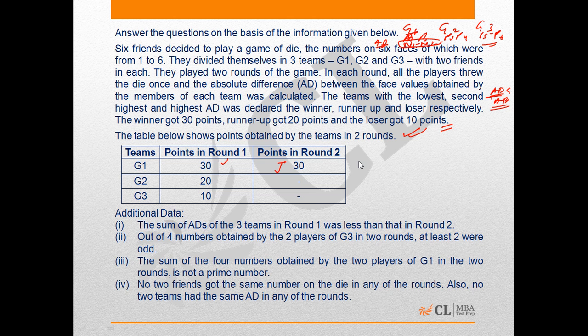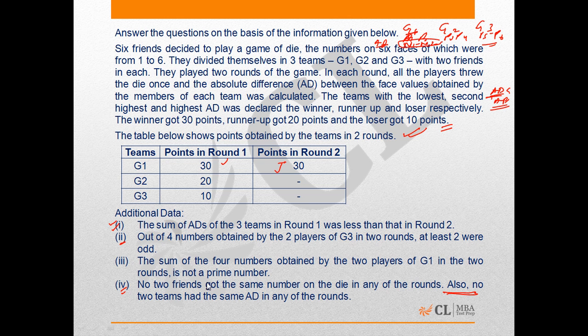In the first statement it is given that the sum of ADs of three teams in round 1 was less than that in round 2. Second thing, out of the four numbers obtained by the two players of G2 in two rounds, at least two were odd. And the third statement is the sum of the four numbers obtained by the two players of G1 in the two rounds is not a prime. And finally it is given that no two friends got the same number on the die in any of the rounds. Also no two teams had the same AD in any of the rounds.